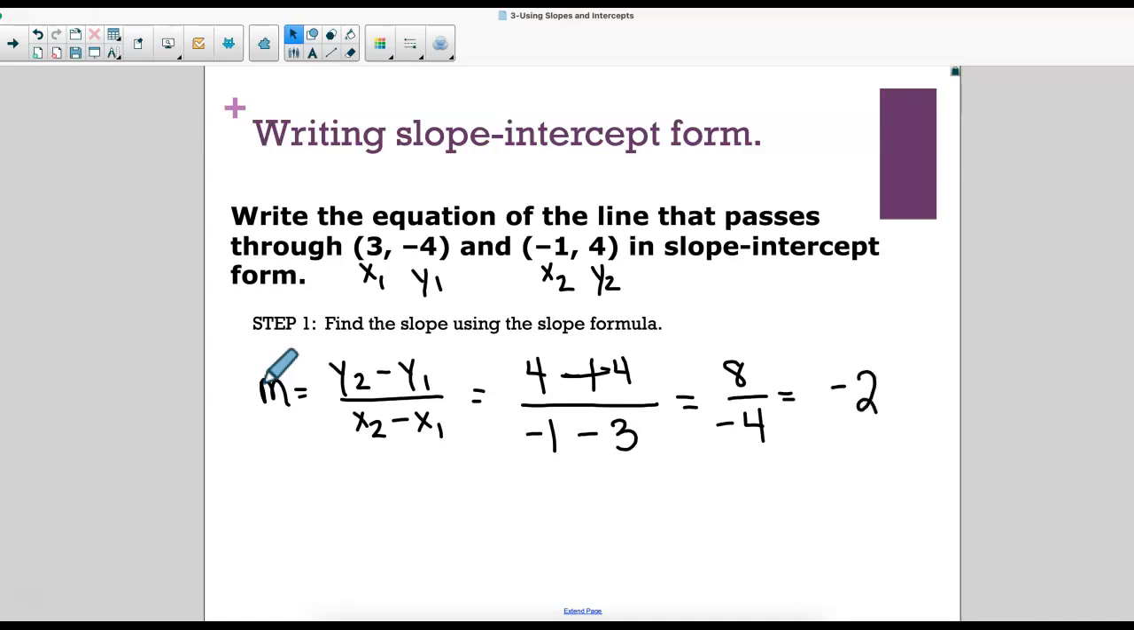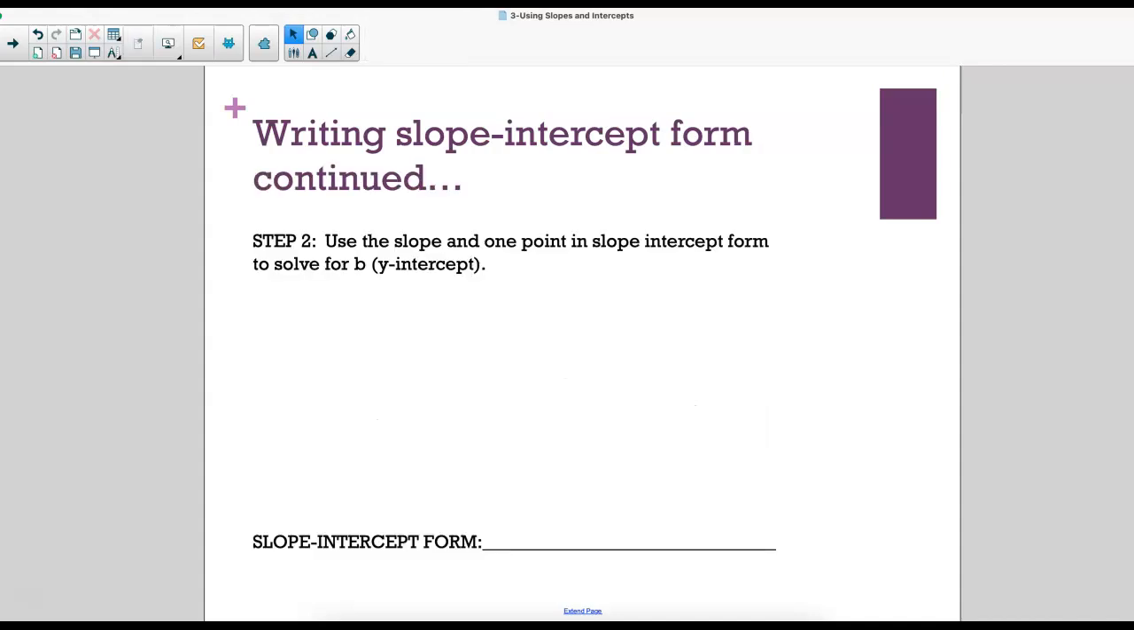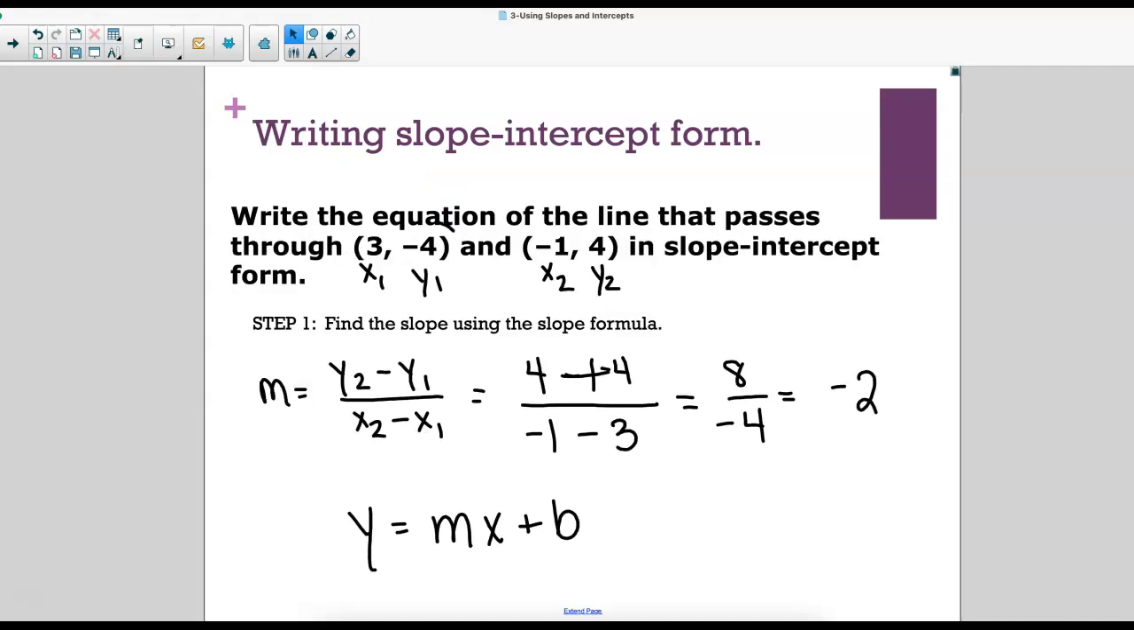Okay. Now, if I want slope-intercept form, my equation is y equals mx plus b. Everybody agree with that? I now know the m. I know m is -2. Which other letter do I need to find? B. I need to find the b. The x and the y will end up staying, okay? So to do that, if you go over to the next slide, it says use the slope and 1 point to solve for b. Okay, so one of the points is the point 3, -4.